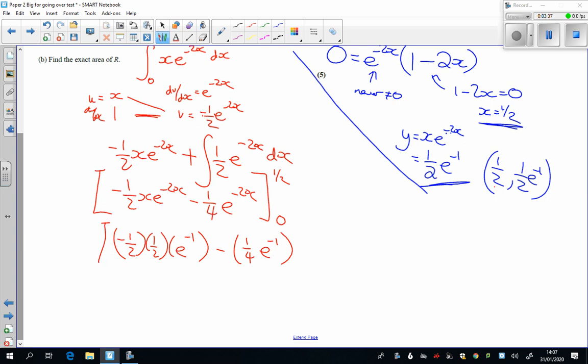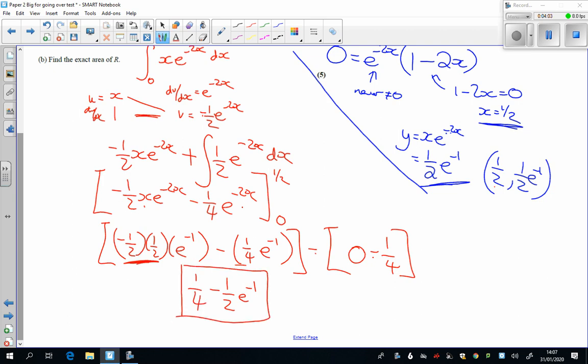Let's put in the half. Minus, put the 0 in there, we've got 0. And put the 0 in here, we've just got minus a quarter. So here, look, we've got minus a quarter minus another quarter there. So we've got minus a half e to the minus 1 there. Minus a quarter is a quarter. That is what the integral gives.